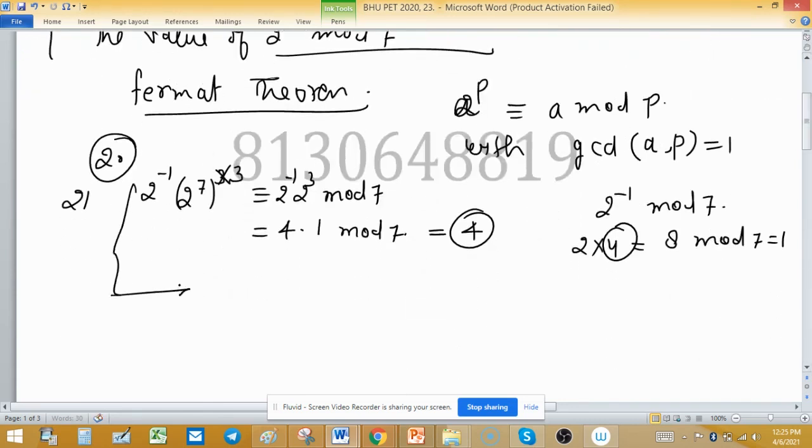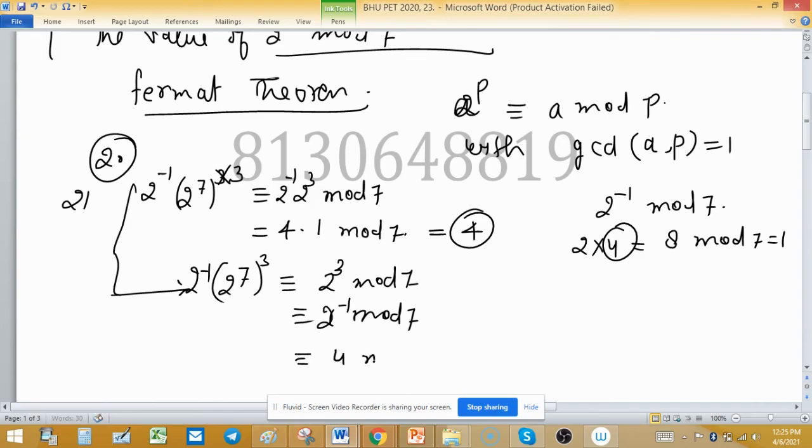Again, you can understand this problem as 2 raised to the power 7 raised to the power 3 was 2 cube mod 7. 2 cube mod 7 means 1 mod 7, and take the inverse of 2 on both sides. So 2 inverse here, and 2 inverse is 4. So 4.